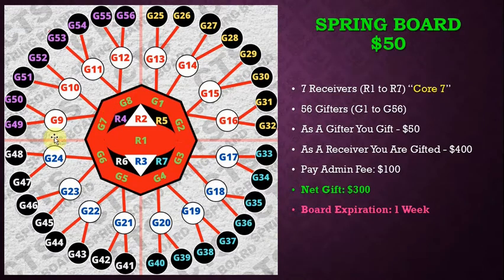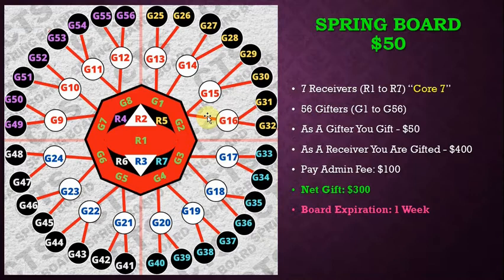So this is the springboard, or the launch pad, that will take you into other boards if you choose. When you're a receiver on this board and you receive your gift, $400 or $300 net, you can decide to do what you want. You could keep your $300 and move on, walk away with your $300, or you could regift into another springboard, multiple times if you choose. Or what we hope members do is that they upgrade and move on to another board or a higher board.